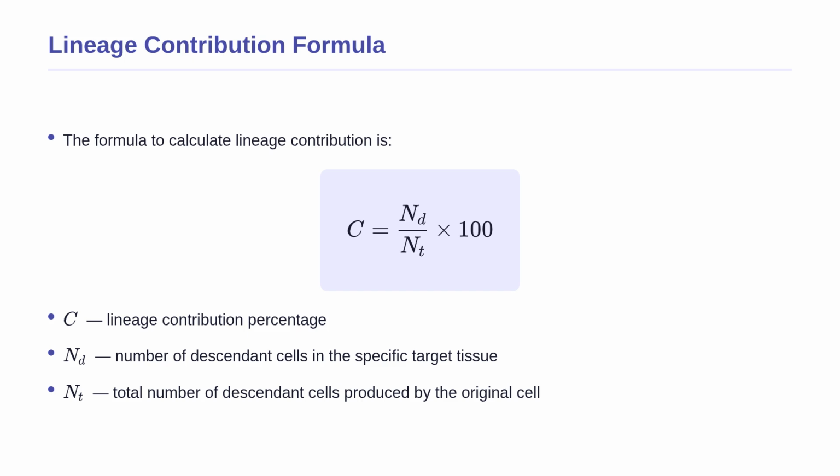If the value of n sub d increases while n sub t stays the same, the original cell is contributing more heavily to that specific tissue, increasing C. If n sub d equals n sub t, it means 100% of the cell's descendants went to that one tissue.